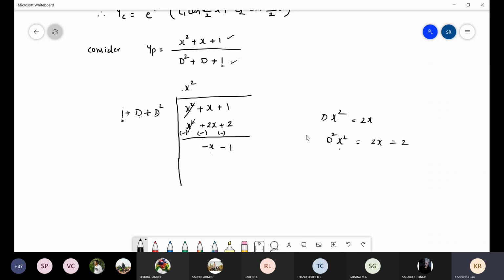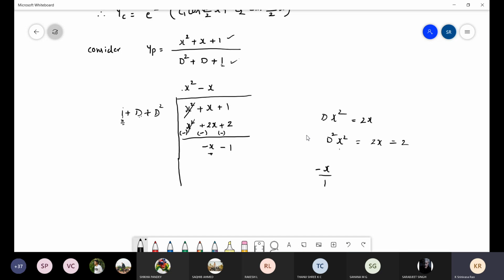Now the first step is over. Coming to minus x minus 1, now I want to eliminate x. In the first step I eliminated x square. Now in the second step I want to eliminate this x. What is the procedure? Same: first term divided by first term. What is minus x divided by 1? Minus x. That minus x you should write here. We take the first term in the inside equation divided by the first term in the outside equation.